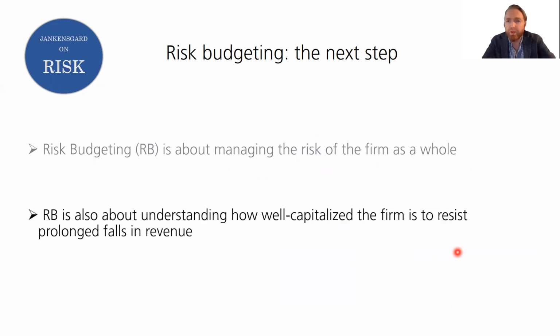A core purpose of risk budgeting is also to provide an understanding of how well capitalized the firm is to resist prolonged falls in revenue. So it's the old idea of having financial resources as a buffer against risk. We want to formalize these ideas and incorporate them into our decision making.